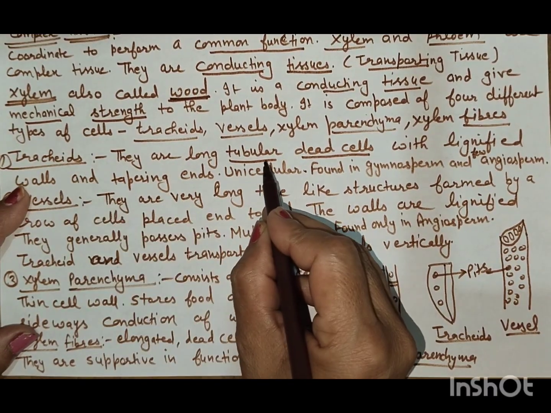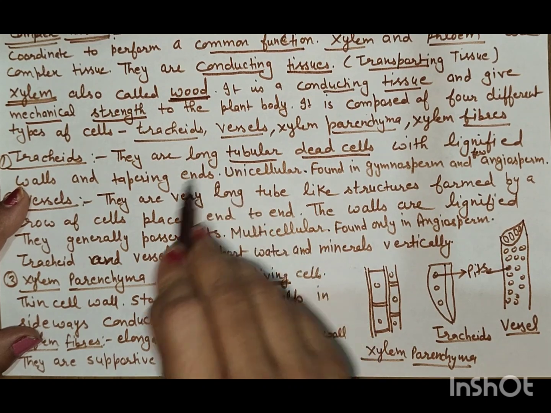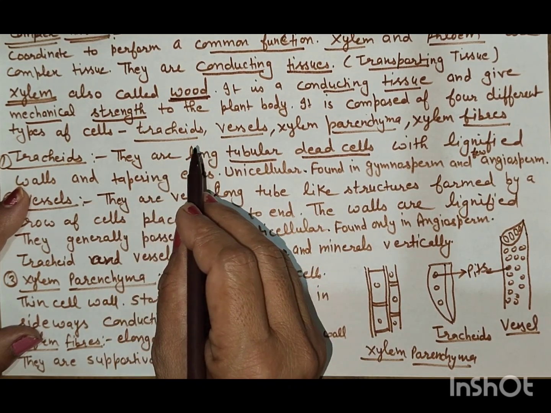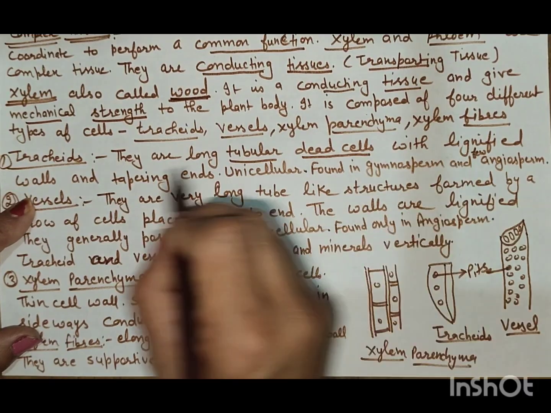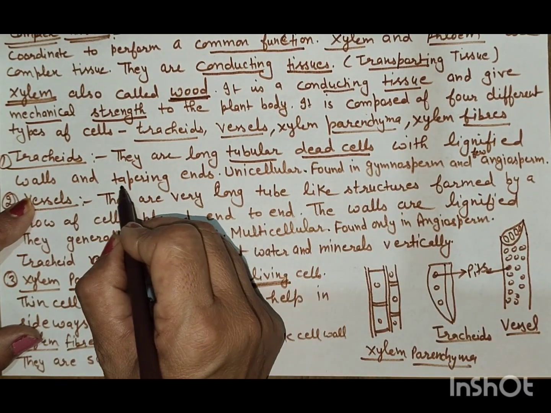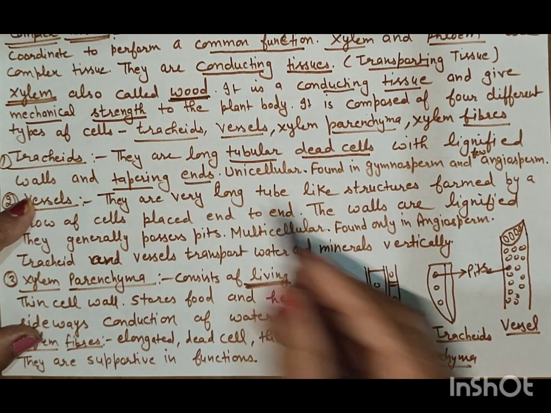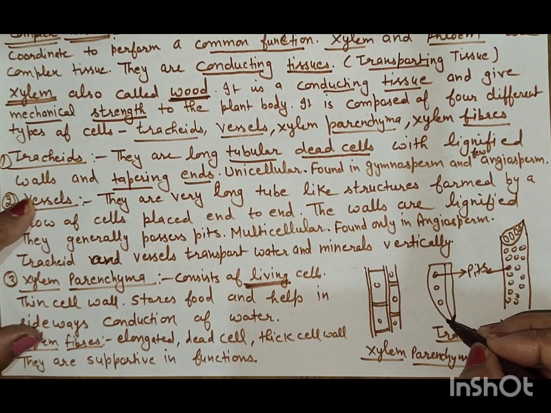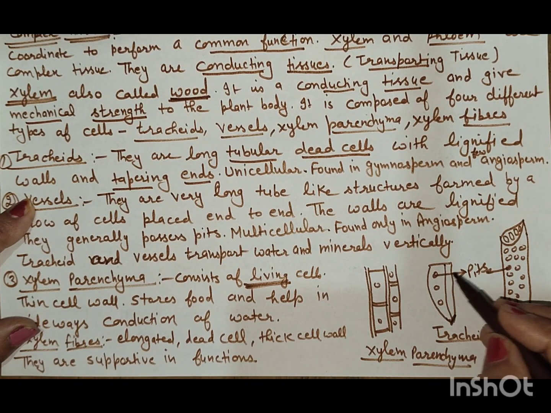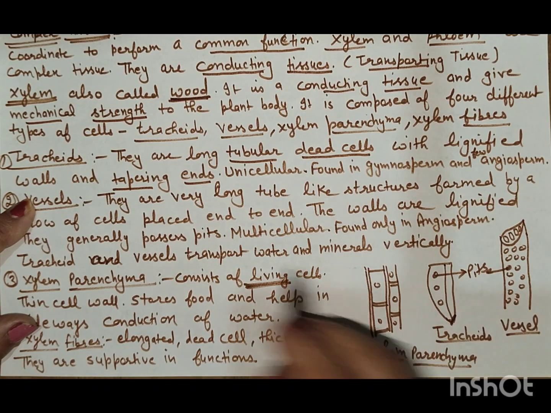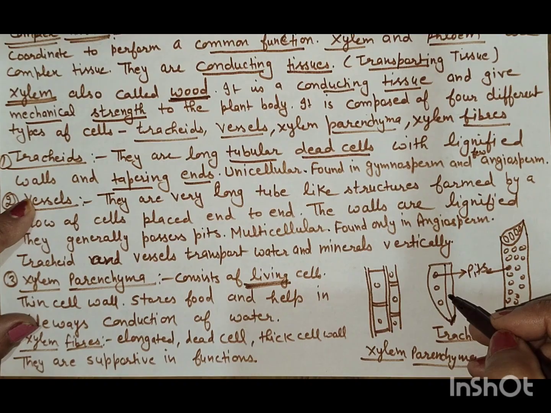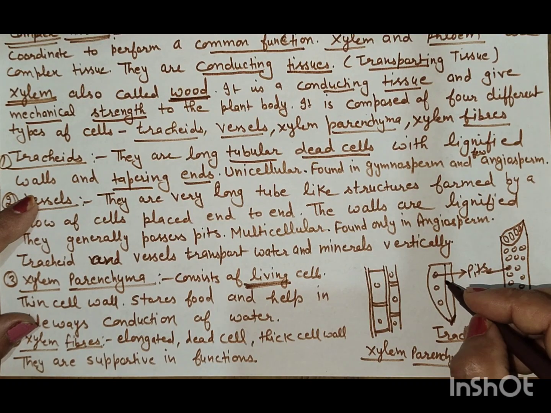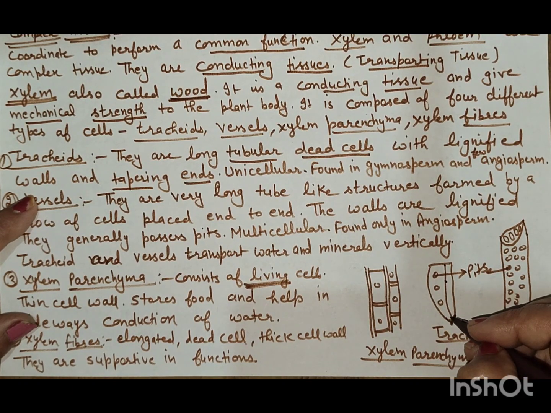Tracheids. These are long tubular dead cells with lignified walls and tapering ends. The ends are tapering, just like this, and they have pits in their walls. They are long, tubular, dead cells with lignified walls and tapering ends.